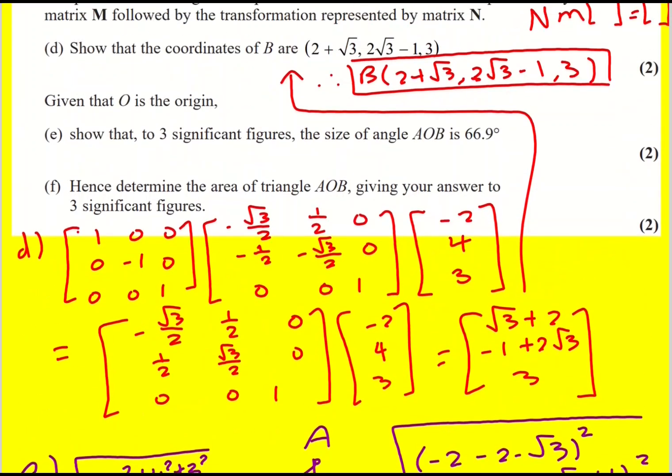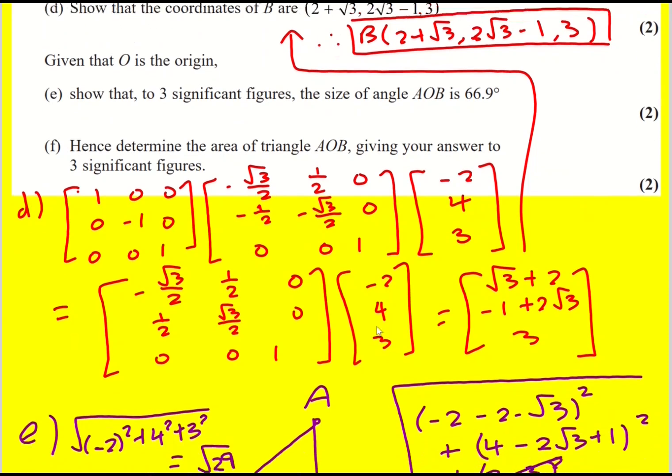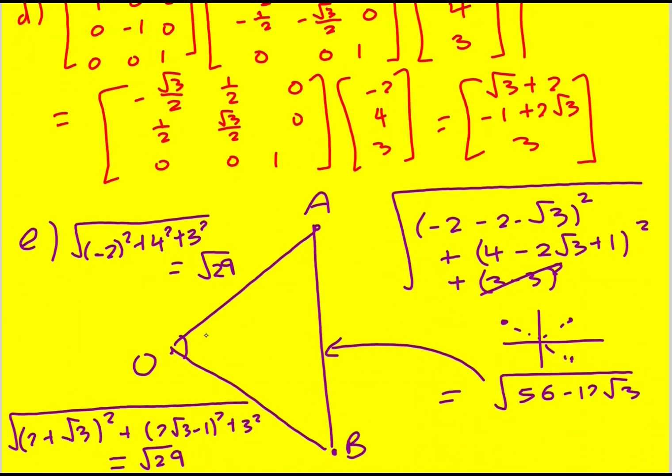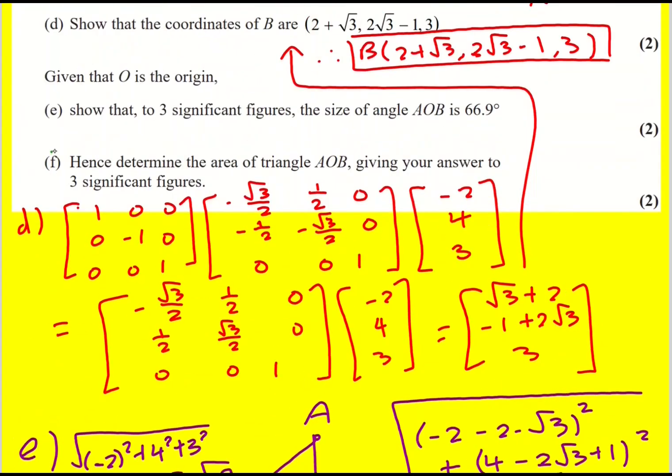And then for the last bit, hence determine the area of this triangle. So we now have this angle, 66.868, and we've got the two sides. We can use a half ab sine C to get the area. So half times root 29 times root 29, so just 29, times sine of 66.868. I'd like to use the non-rounded version. And then this gives 13.3 to three significant figures.